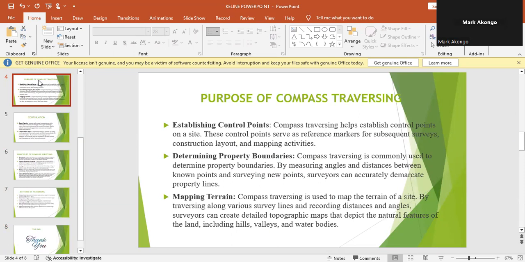So here, is establishing control points the same as establishing a datum? Point number 1, establishing control points. Is it the same as establishing a datum?